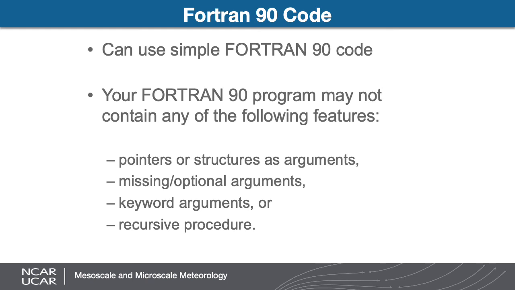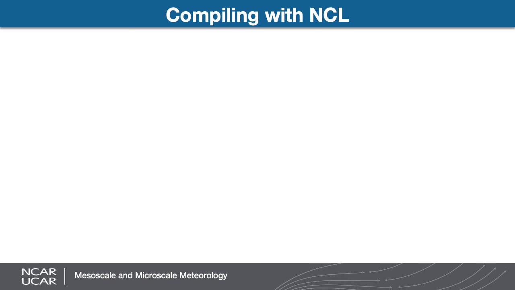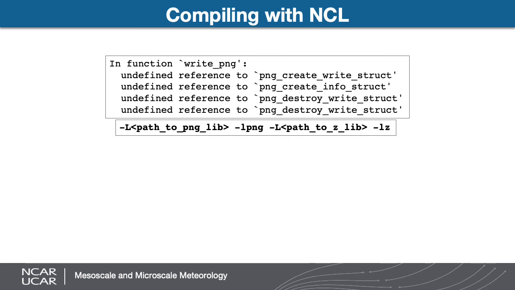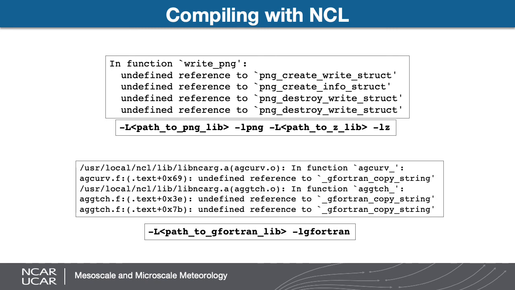You can use simple Fortran 90 code, but it can't have any of the following features. You can't have pointers or structures as arguments, no missing optional arguments, no keyword arguments, or recursive procedures. If you are compiling your NCL from source code, these are some important things to know. You might get these errors, and these are the libraries that you need to make sure are in there. I really don't recommend it unless it's absolutely necessary; really just use the binaries and don't use source code.